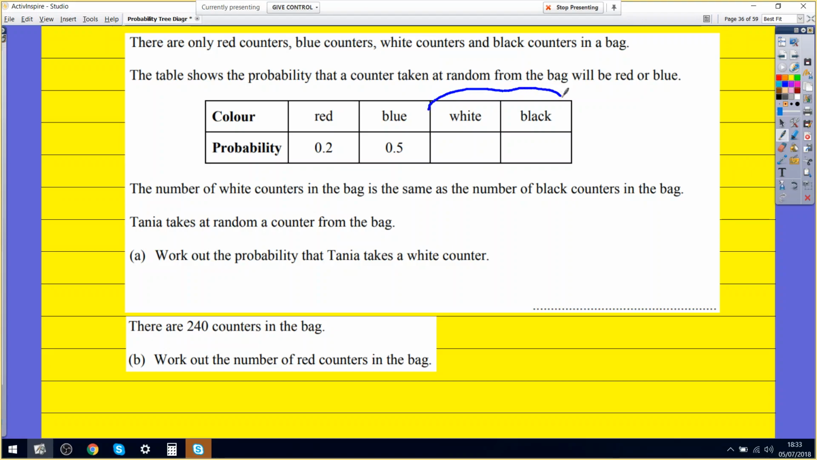There's 2 missing, and the question tells us the number of white counters is the same as the number of black counters. 0.25 each. So that would be if everything else was a half. So all 4 have to add up to 1. So any idea there? No. What do the red and blue add up to? 0.7. And so what do white and black have to add up to? 0.25, sorry.